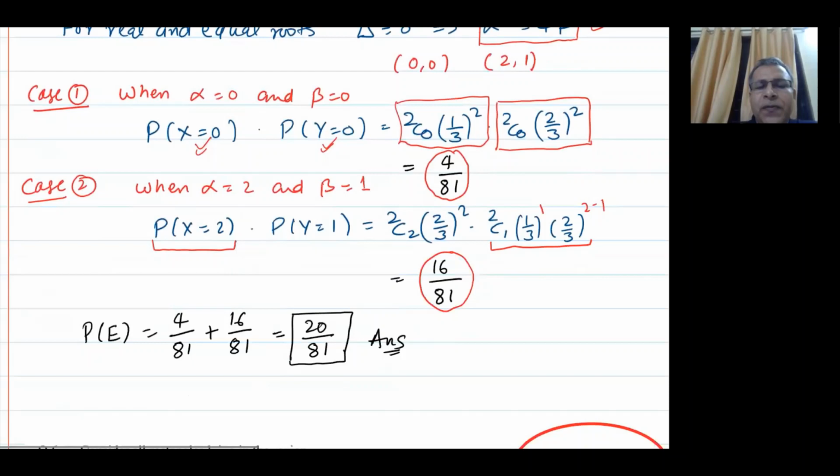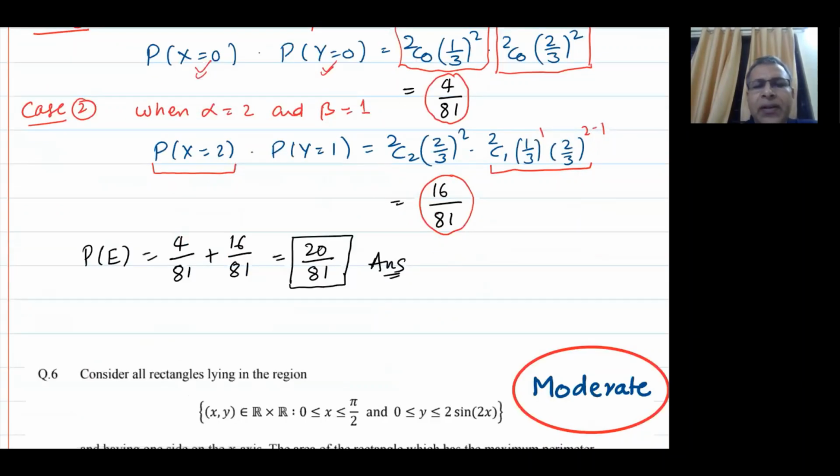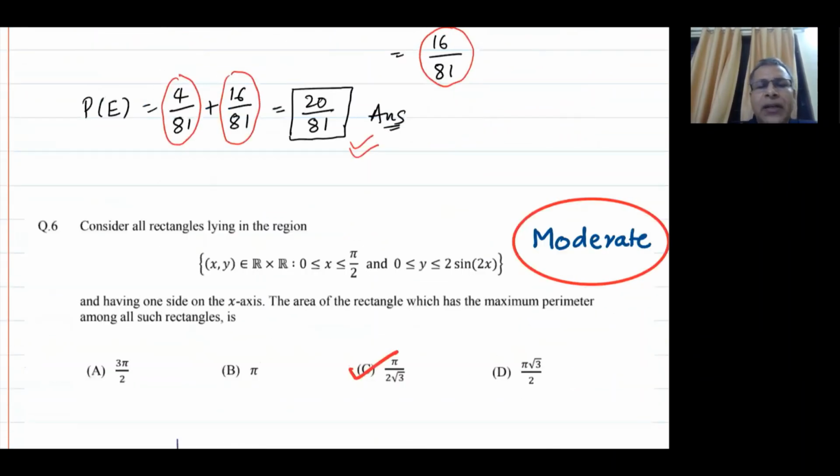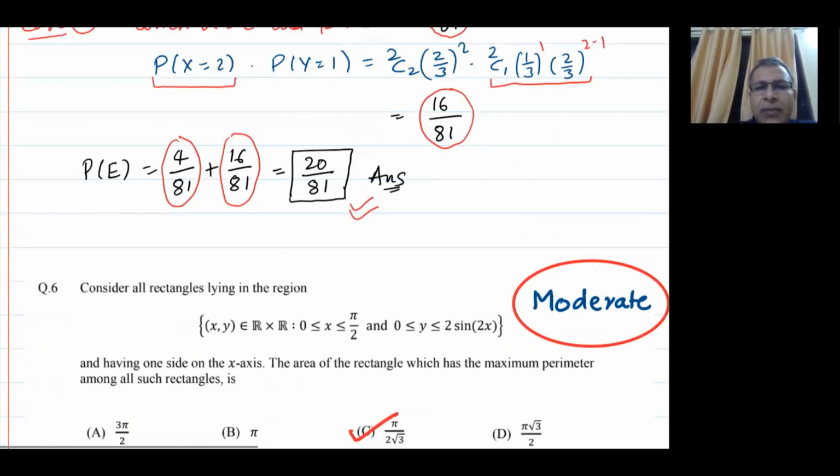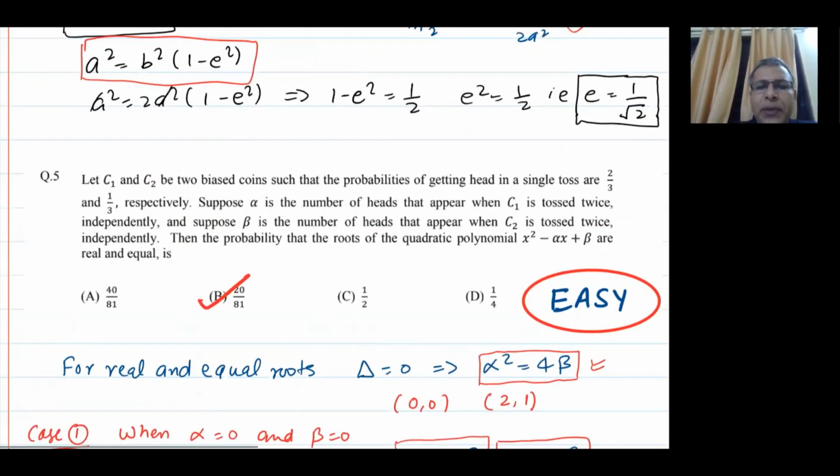So now we get P of E equal to 4 divided by 81 plus 16 divided by 81. If we add 4 upon 81 plus 16 upon 81, this will be 20 divided by 81. Now see the next question, and this is a very moderate problem. And the question is, what is the answer of this question? The answer of this question is B.